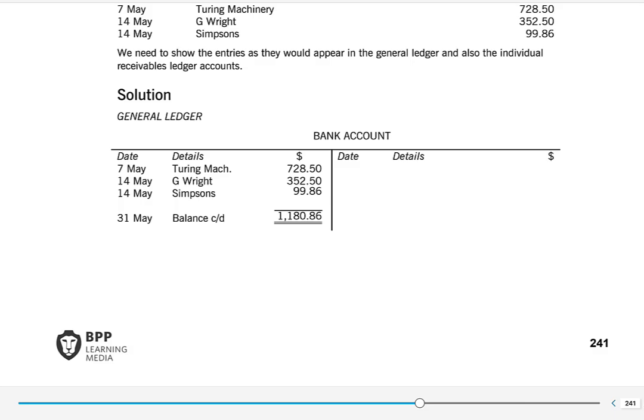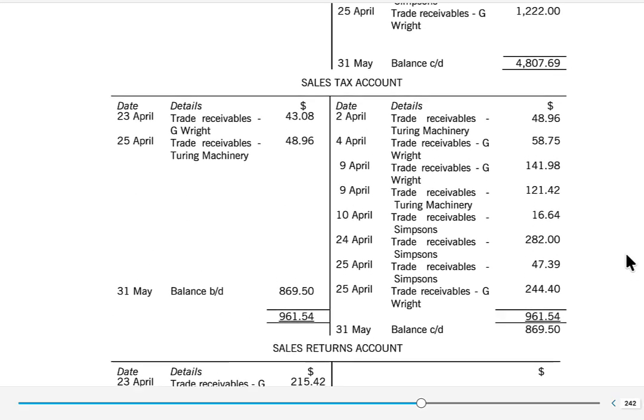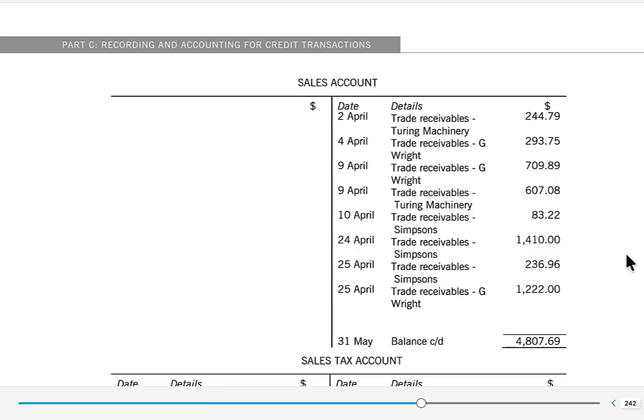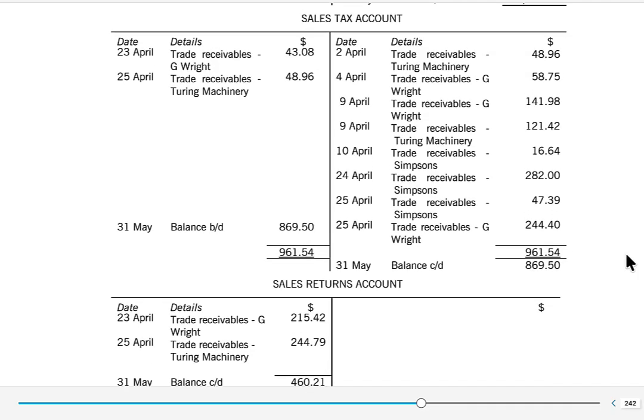The book shows in the general ledger: 1. The sales account. The sales account is showing the net sales values for each invoice, added up. The balance carried down is 4,807.69. That is the total net sales from invoices in April. 2. The sales returns account. The sales returns account is showing the net returns values, added up. The balance carried down is 460.21. That is the total net returns from credit notes in April. In the income statement logic, net sales would be sales minus sales returns.